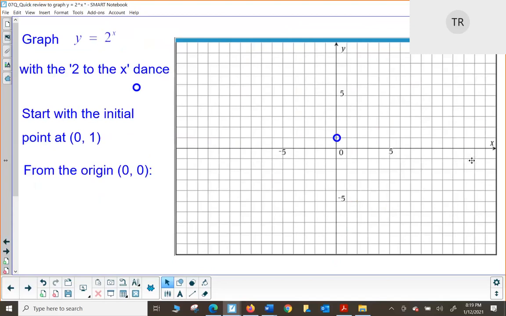So I'm going to go right 1 up 2. 2 to the first is 2. Right 2 up 4, 2 squared is 4. It's almost sounding like the parabola until we get to right 3 up 8 because 2 cubed is 8.